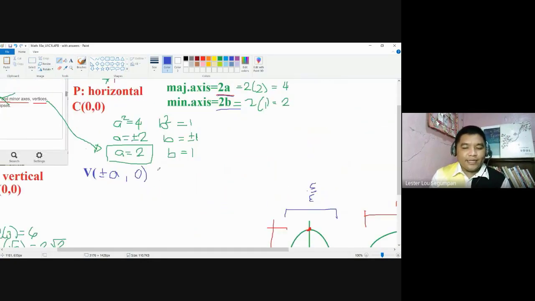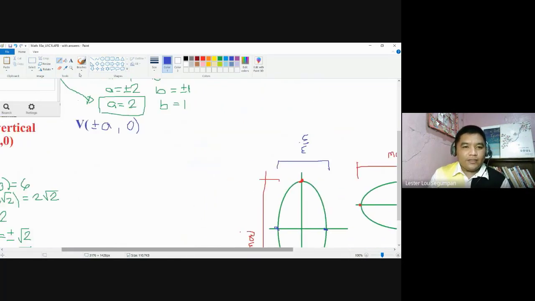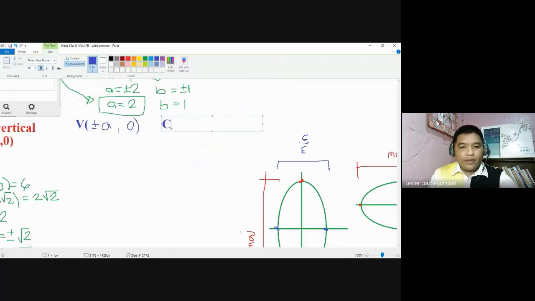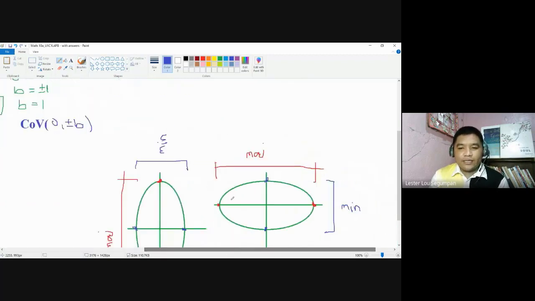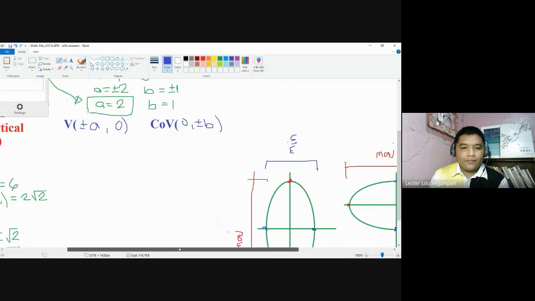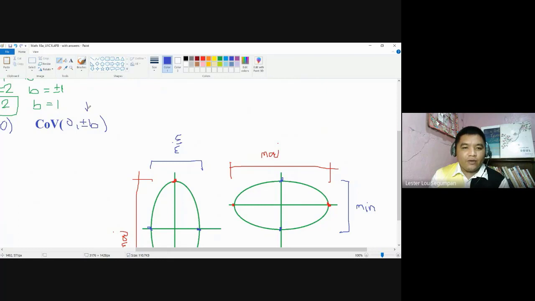For our co-vertices, here it's now the value for the y-axis. This is just a process if you forget how to get the values. So it's 0 and then plus minus B. This is what happens for the vertices and co-vertices of this graph. By analysis, the vertices are for the x-axis, that's why the value for A as the length is here. But for the co-vertices, B is placed on the y coordinate.